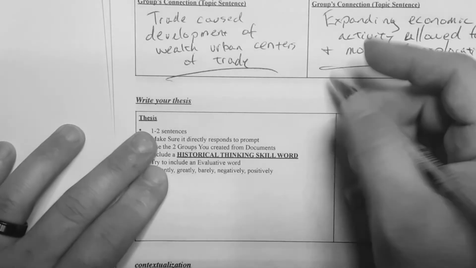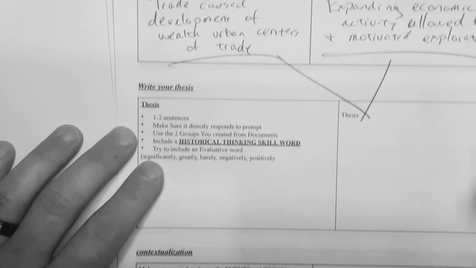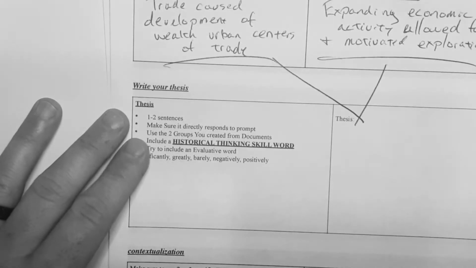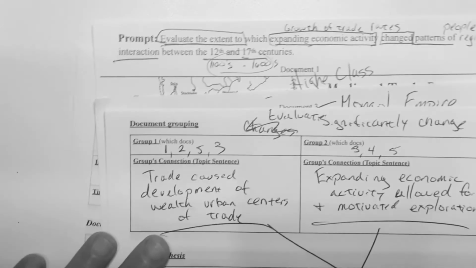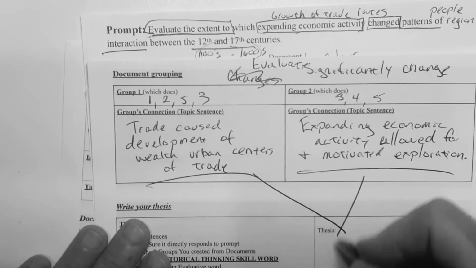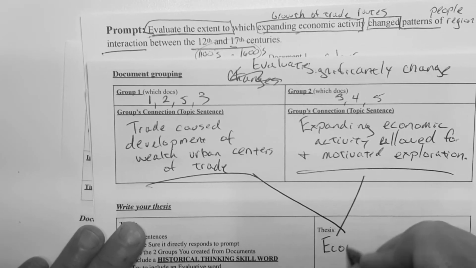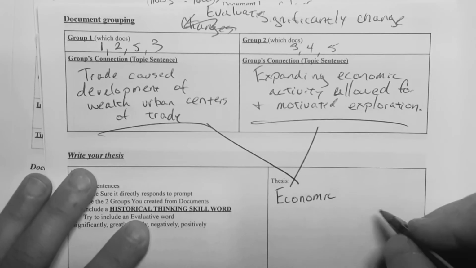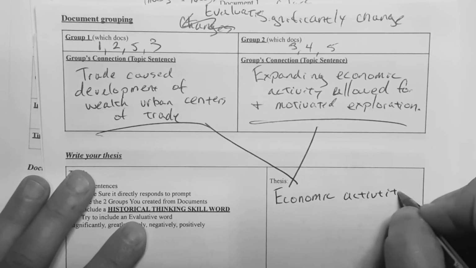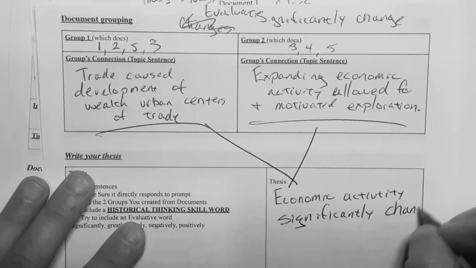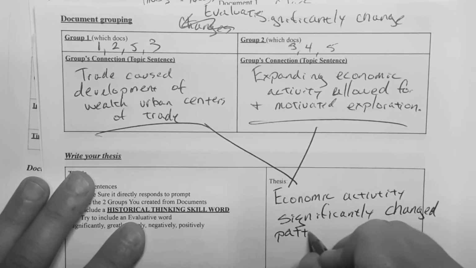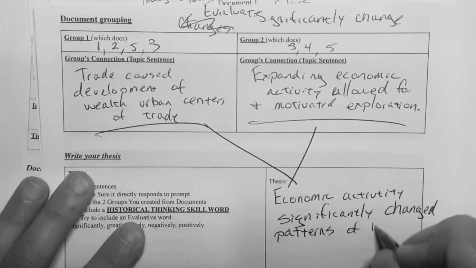So that's your thesis. You just take these 2 things together, all right, and you're going to have 2 sentences. I like to do it in 2 sentences. One, evaluate. So deal with the evaluative part first. So just repeat the prompt. Always go back to the prompt and just use it directly how it was. So here's my prompt. Evaluate the extent to which economic activity. So I'm going to say, and we don't have to be clever here. Just use what the prompt gave you. Economic activity significantly change patterns of interaction.